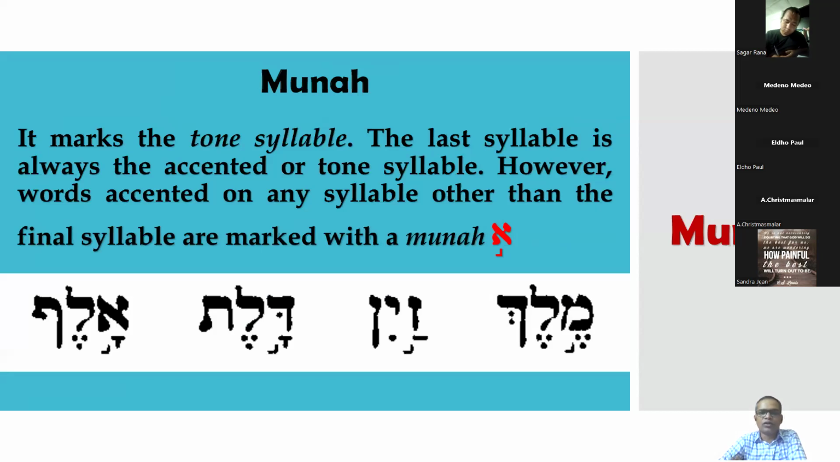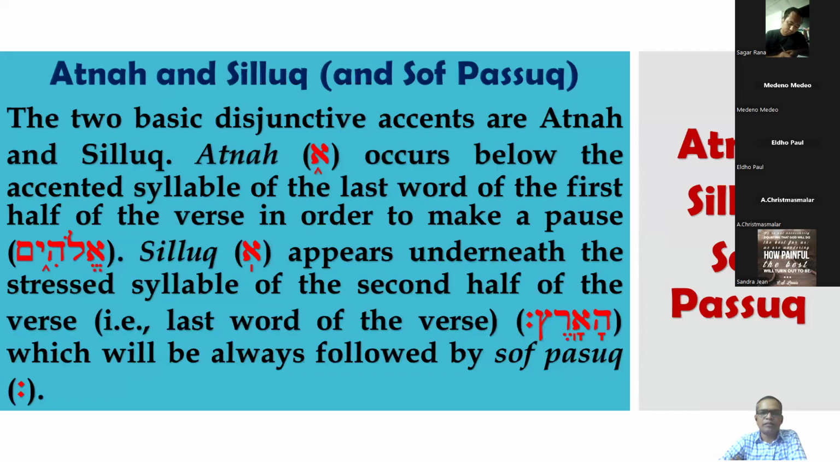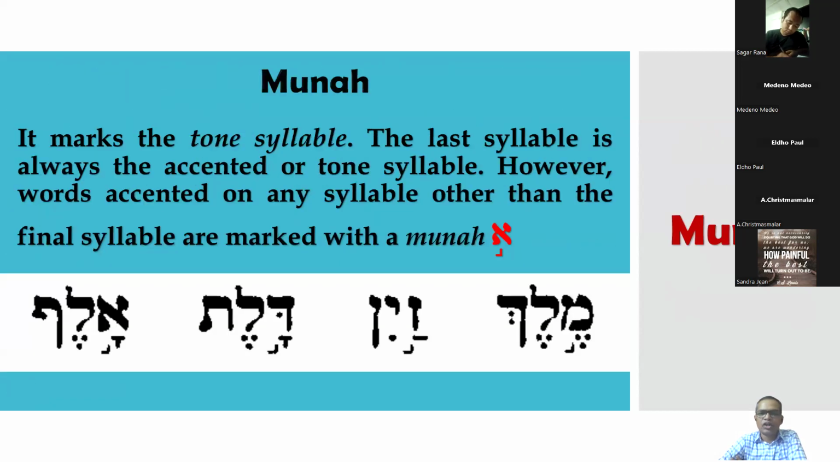Okay, so if there is a need for extra stress, this munna is used. Or some grammarians will say that when munna is there in any of the syllables other than the last syllable, it is understood that the accent has been shifted from the last syllable to the first syllable.